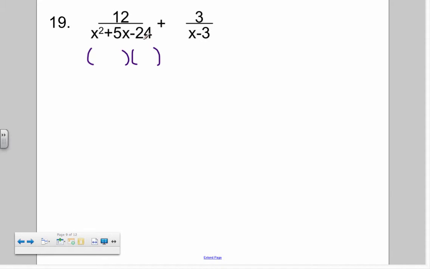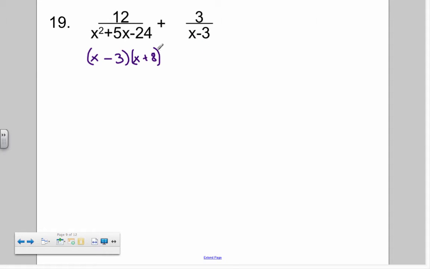So I'm going to think about the things that multiply to negative 24. I could start with 12 and 2. And with 12 and 2, I can't get that to add to a positive 5. So I might start with 3 and 8. Well, 3 and 8, I can work with that, because if I do a negative 3 but a positive 8, that's going to give me a negative 24 when I multiply and a positive 5 when I add. So I have x minus 3 times x plus 8. On this side, I have x minus 3 as my denominator. It's fully factored, so I don't need to factor it anymore.